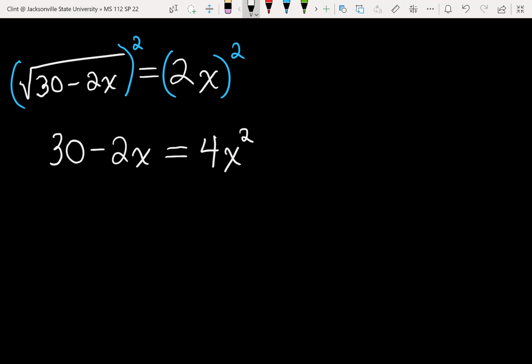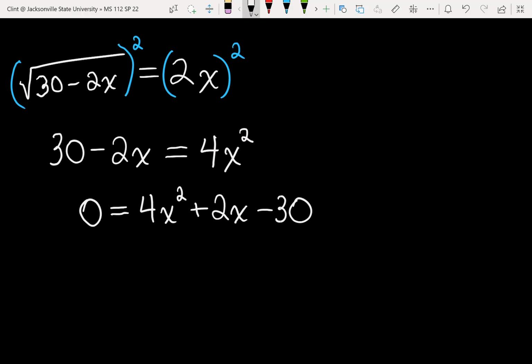Just to make my x squared coefficient stay positive, I'm going to move everything to the right. So I'll keep 4x squared, and I'm going to add 2x to both sides. Subtract 30 from both sides. And we've got to go from there.